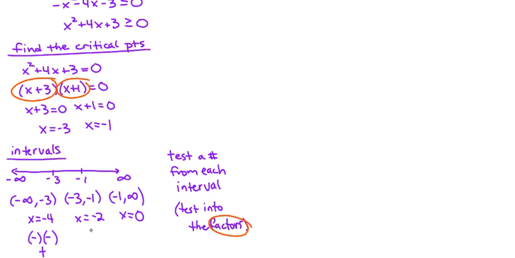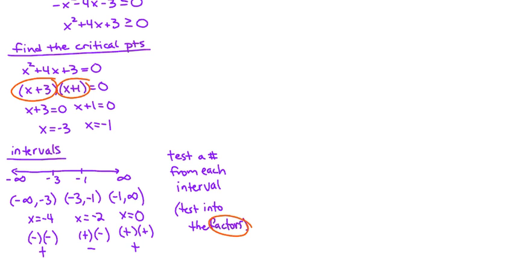Then we move on to the second test number, -2. Plug it in here, -2 plus 3 is positive. And in here, -2 plus 1 is negative. Positive times negative is negative. And then our third test number, 0, we get positive times positive.